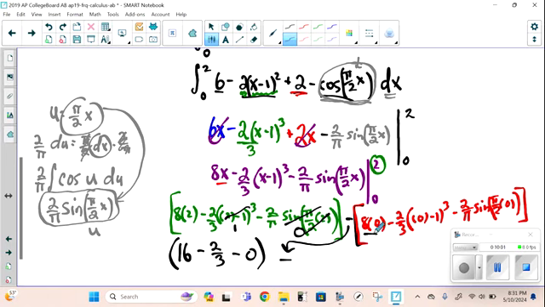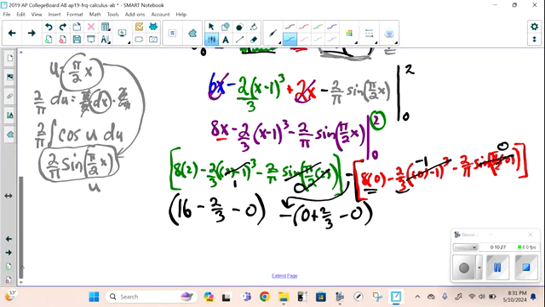Minus 8 times 0 is 0. 0 minus 1 is negative 1. If I cube negative 1, it will stay negative 1. Negative 1 times negative 2/3 is a positive 2/3. And again, this is 0. The sine of 0 is 0. That simplified very nicely for us. It took us a lot of work to get there, but it simplified very nicely.